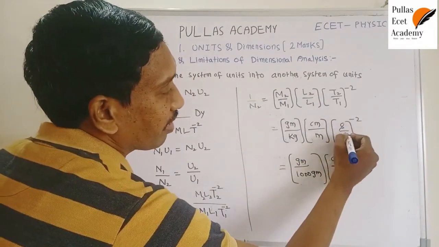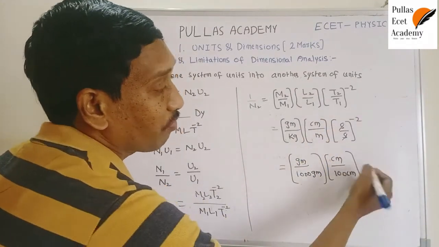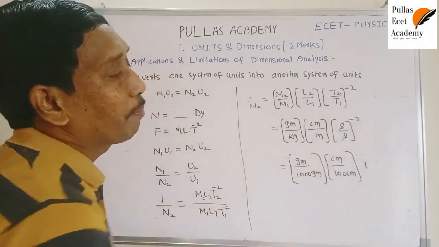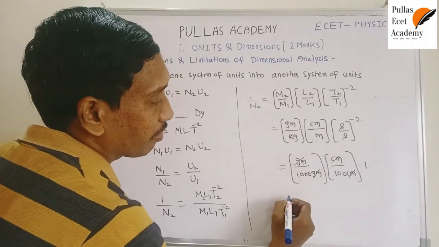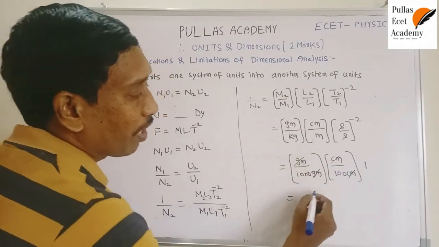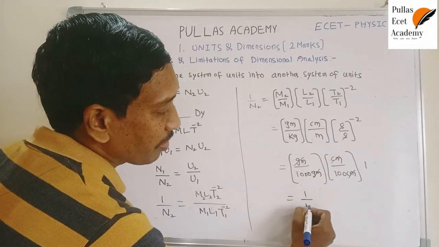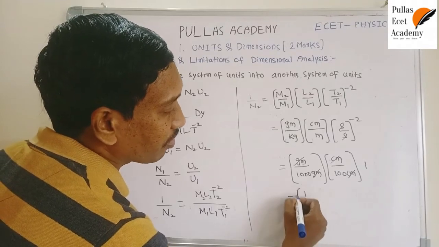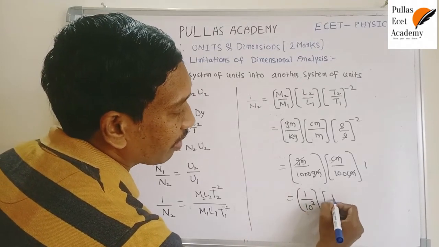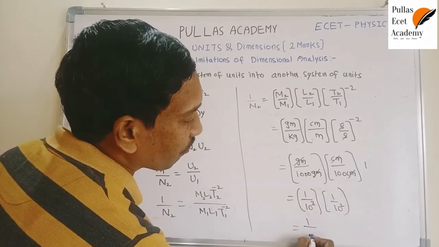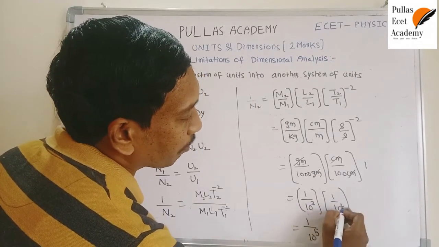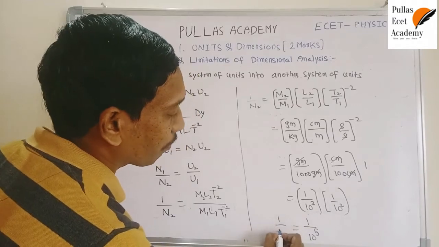Second by second cancels. 1 to the power minus 2 is 1. Now simplify: gram cancels, centimeter cancels. What is the value? 1 by 1000. 1000 is 10 power 3, whereas 1 by 100 is 10 power minus 2. So it is similar to 1 by 10 power 5, since 10 power 3 into 10 power 2 is 10 power 5. This is equal to 1 by n2.